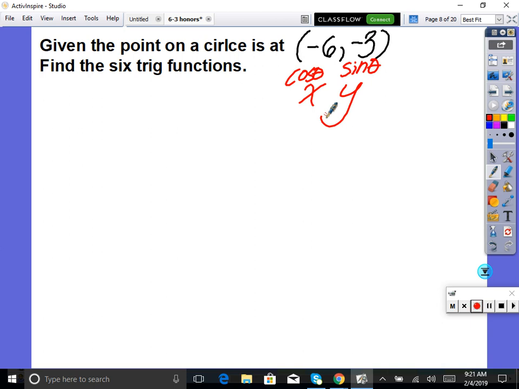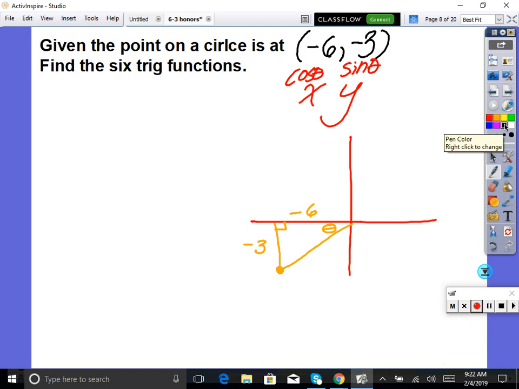So instead, you're going to have to draw in this point and make a right triangle. So I'm going -6 units, -3 units. So I'm right down here. Now I'm going to drop down and create a right triangle. And we always drop to here. Where should I put my theta? Good, closest to the origin. And then wasn't this -6 units? And then -3 units.